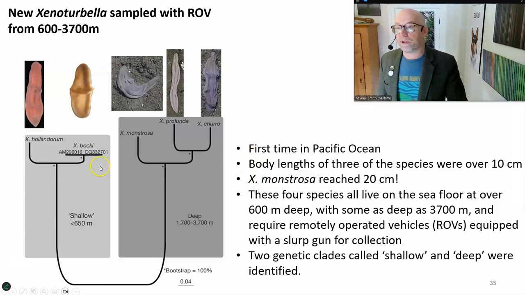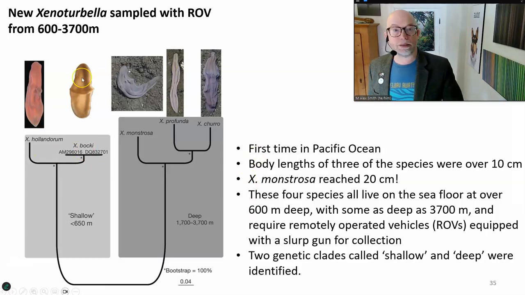So shallow and deep. So here you can see, this is Baki, that's Sweden. This little, the kind of pale yellowy brownish one here with the furrow right across the center. So there were 4 species described in this, and one is Hollandarum. This is shallow, so kind of 650 meters or less.